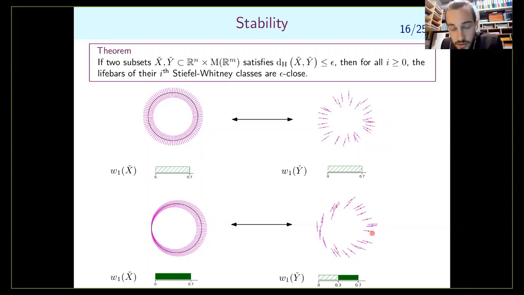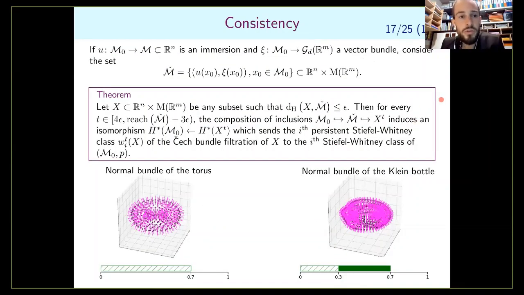And this noisy sample of the Mobius strip gives me this lifebar for the first persistent Stiefel-Whitney class. And you can see that, yeah, this is consistent with the other one. At some point in the filtration, you observe a non-zero persistent Stiefel-Whitney class. And just as persistent homology, we can also prove consistency results.